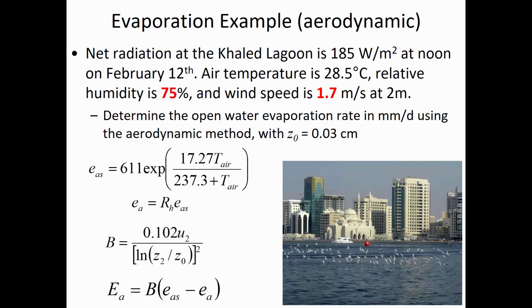All right. So here we have the humidity is 75%, the wind speed is 1.7 at 2 meters. The at 2 meters means an elevation of 2 meters above the water surface. That's going to be the Z2. The Z naught is the height of the water ripples, so 0.03 centimeters. And you'll notice that the Z2 and Z0 ratio is in a logarithm, and so they need to be in the same units. So you'll need to do a conversion to get the Z2 and the Z0 into the same units.